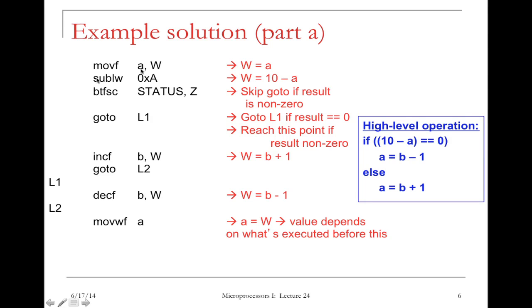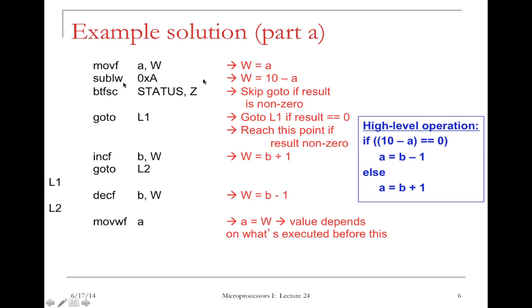Yeah, again, this A is the variable named A. This 0xa is the number, this is the A in hexadecimal. So what we're doing here is we subtract A from 10 and put the result into the working register. You follow?